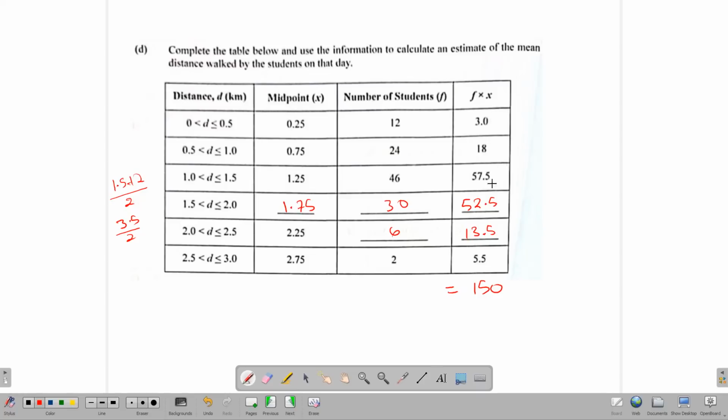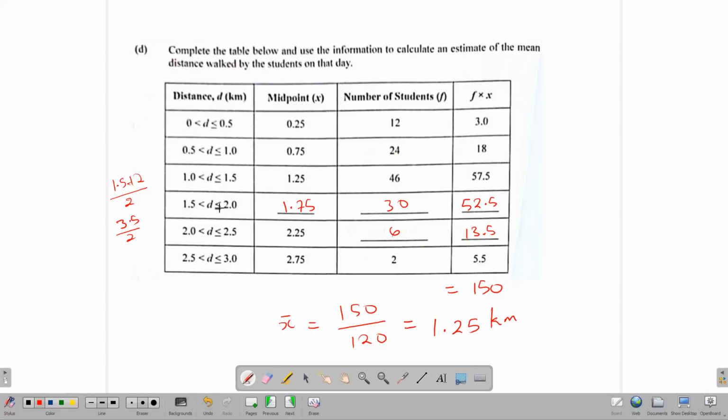Add them up, all of these. And then remember that we're asking for an estimate of the mean. There are 120 students in the sample. So we're going to divide. So our mean is going to be equal to the 150 kilometers divided by 120 students. And that will give us approximately 1.25 kilometers per student. So this will be the estimate.